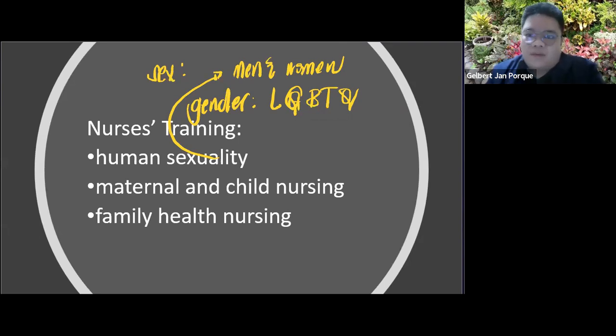In the hospital setting, we are actually more concerned with sex when it comes to the physiological functioning of our patients. But if we want to look into the social perspectives of our patient, we are considering the LGBTQ. As nurses, guys, we should not, for example, say, I hate gays.